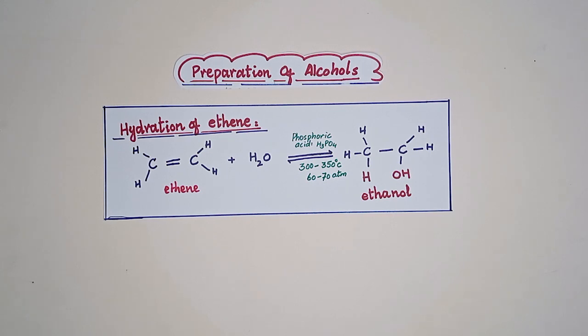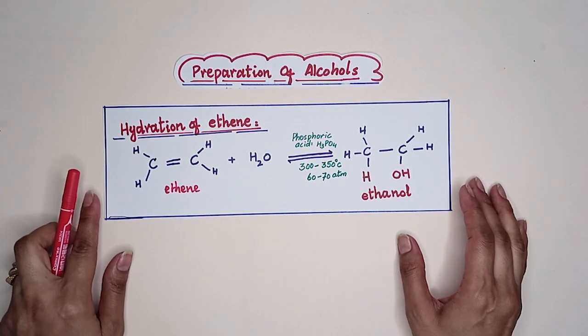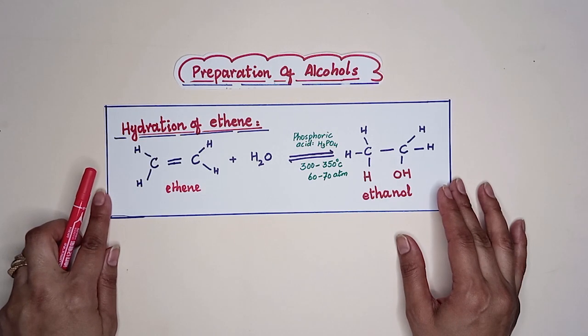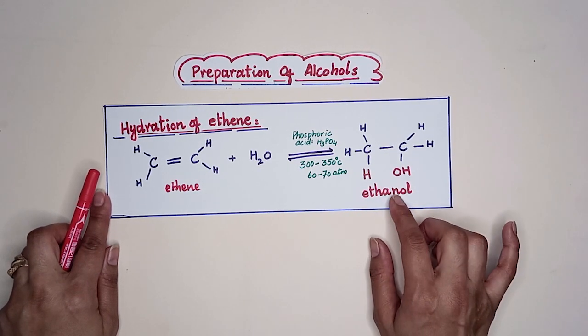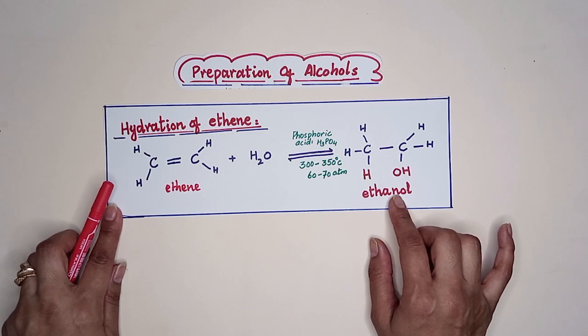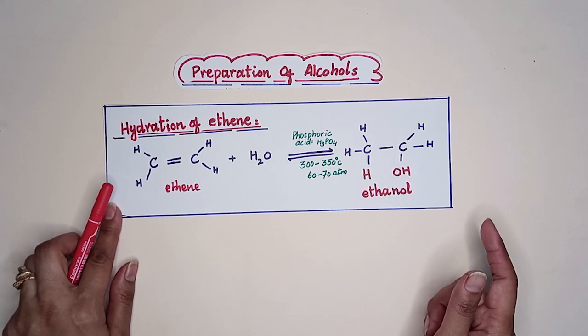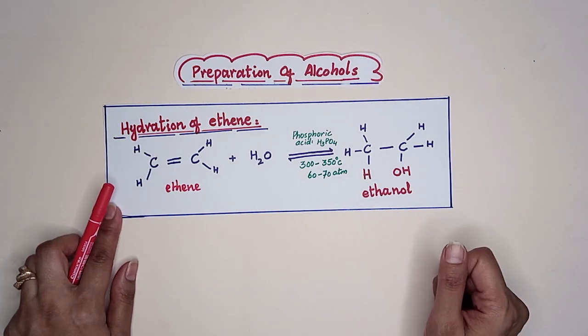Bismillahirrahmanirrahim. First of all, we are going to start our lecture with the preparation of alcohols. Then we will move towards the chemical and physical properties of alcohols. In the preparation of alcohols, we are going to prepare ethanol. There are two methods through which alcohols can be prepared: one is the chemical way and another one is the biological way.